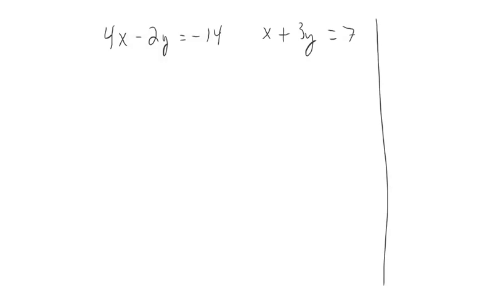So say we have 4x minus 2y equals -14, and x plus 3y equals 7. So the substitution method. And I have all the steps listed out on my OneNote that you have access to. Right? So, substitution method.